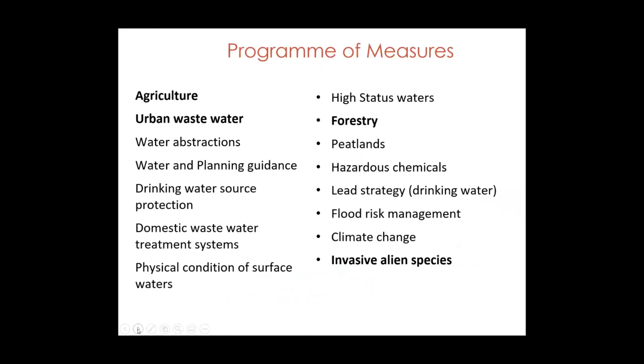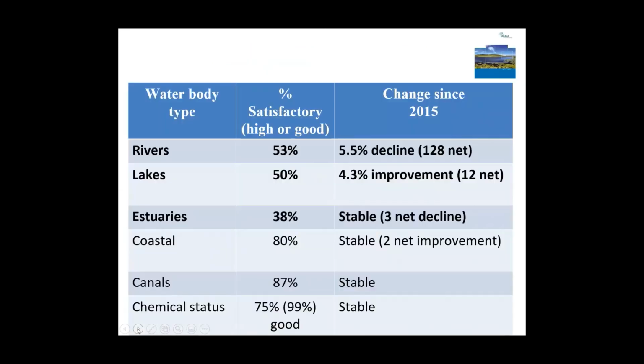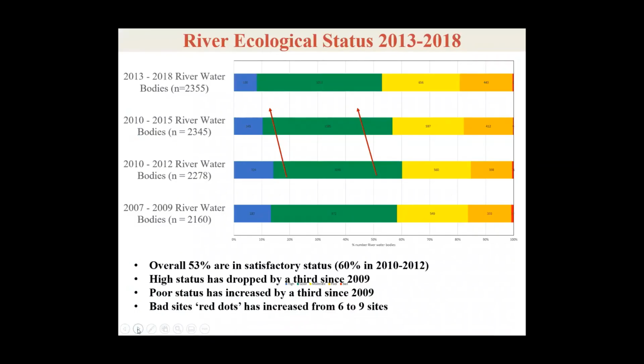We have a series of measures within the River Basin Management Plan. We work within 190 priority areas and outside of those priority areas. But the key issue is water quality, and water quality is in decline. Our rivers, there's been significant decline in our rivers. We've lost a very significant number of our high status sites. There's been improvements in some of the lakes, and our estuaries are in serious decline in terms of their satisfactory high or good status. So in terms of overall ecological status, there are challenges there.